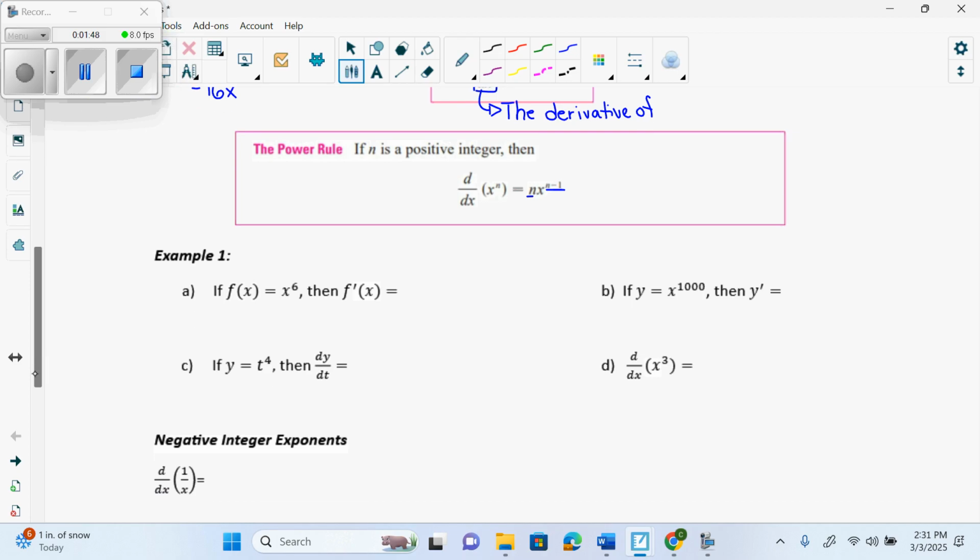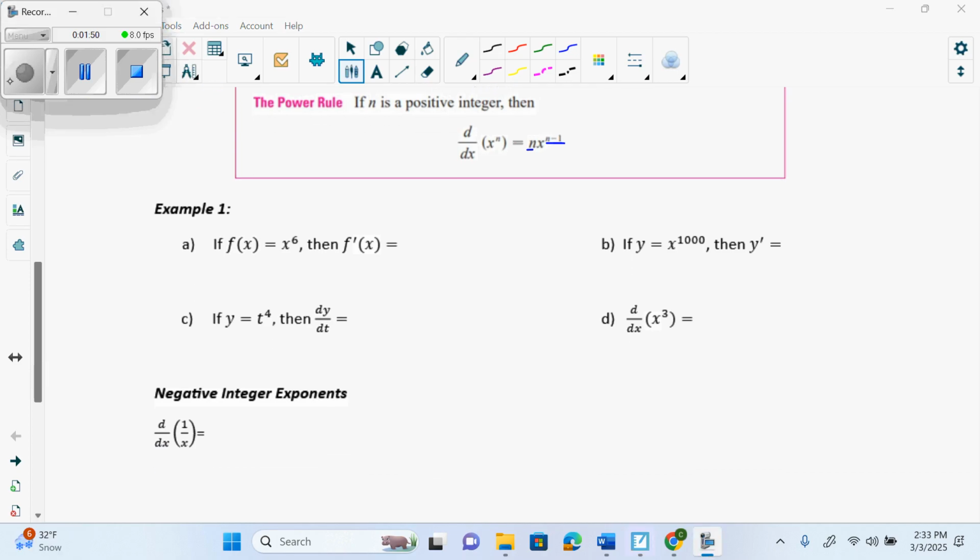So example 1, do it. This one says if f of x equals x to the 6, then we have to use function notation. So we have to go f prime of x equals, drop the 6 in front, x to the what? 5, right? Okay, B says y equals, so this is just a whole bunch of different notations. I'm trying to get you used to seeing the different notations and what they mean. They all mean find the first derivative. So this one's y equals, they give us an actual function, then they want y prime. Well, y prime equals 1,000, we drop it in front, x and drop it by 1, 999.